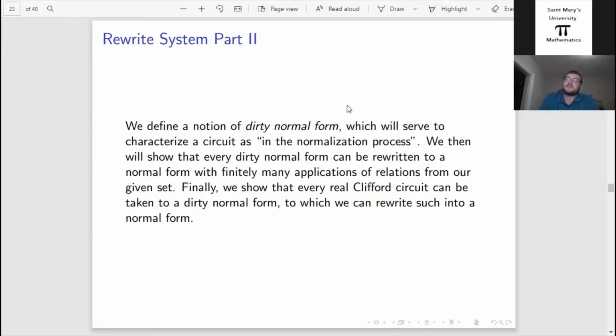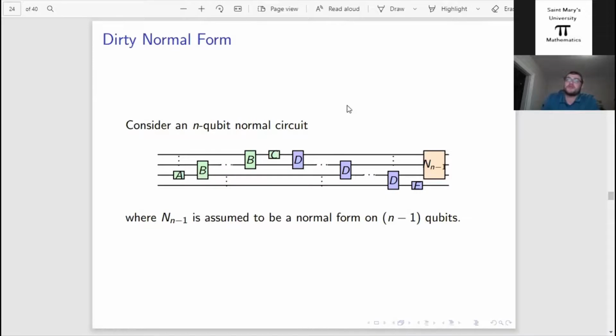So let's first take what I mean by dirty normal form. This is our circuit. We have them a little spaced out like this. You'll see why. It's to leave some room for some numbering.